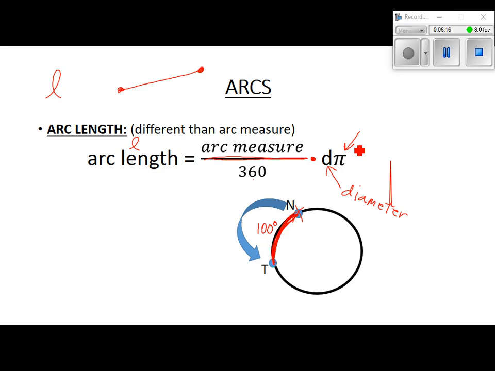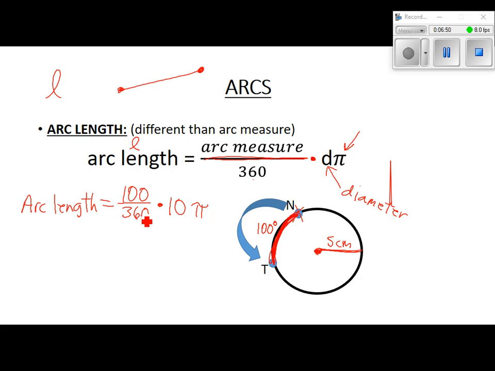Don't make this problem or this formula any harder than it is. Let's say they tell us the radius of the circle is 5 centimeters. Then all you're going to do to find the arc length is, we know that this arc measure is 100 degrees, so that goes on top, 360 on bottom, times, if the radius is 5, then the diameter has to be double that, which is 10, times pi, and you just grab your calculator and do the math.